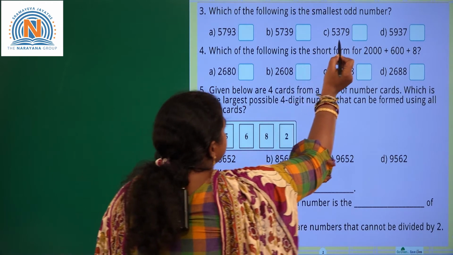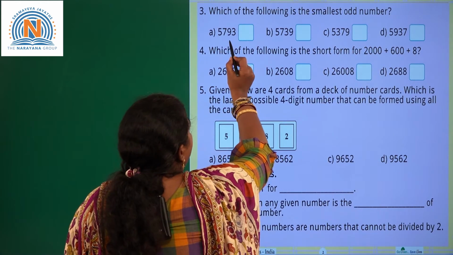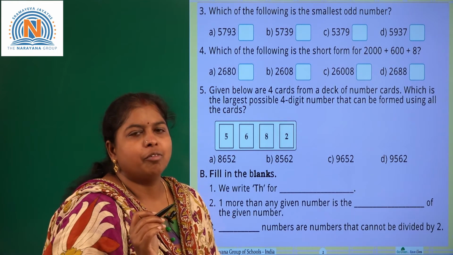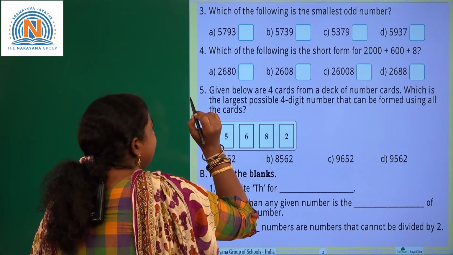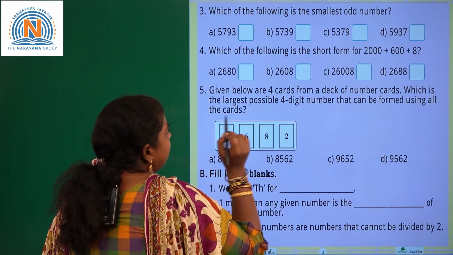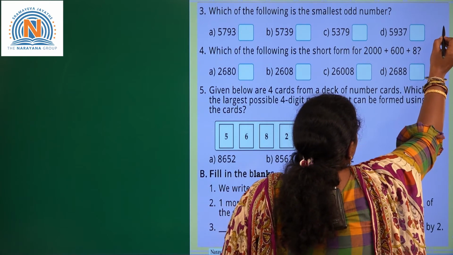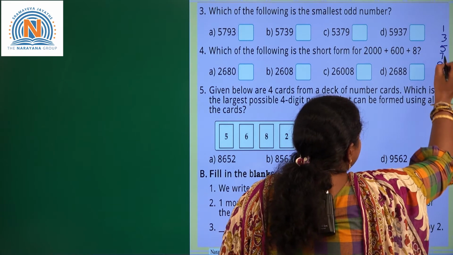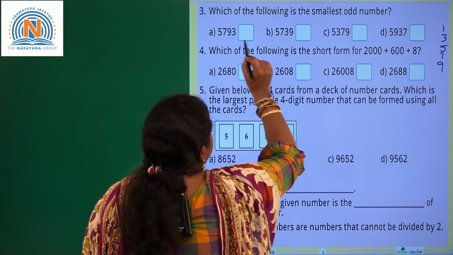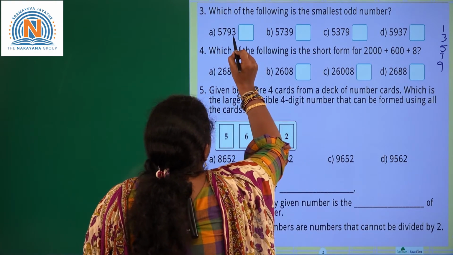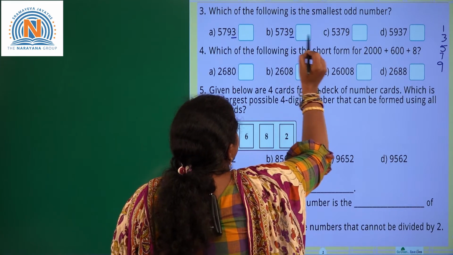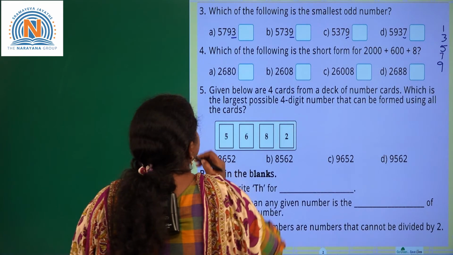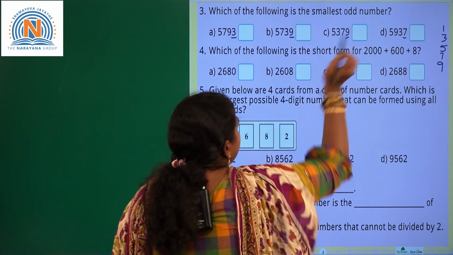Next one. Which of the following is the smallest odd number? Smallest odd number among all the four. If you are going to select any odd number, what you will do? You have to select the digits in ones place. Every odd number will have 1, 3, 5, 7 or 9 in its ones place. Which of the following options are having those? See, here in ones place you are having 3 and here it is 9 and here it is 9 and here also it is 7. So, all are having odd numbers in ones place. So, all the numbers are odd numbers.